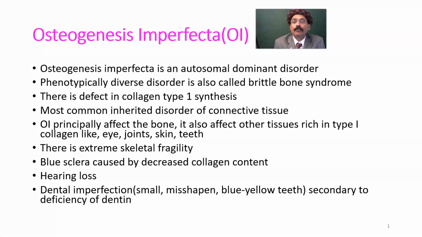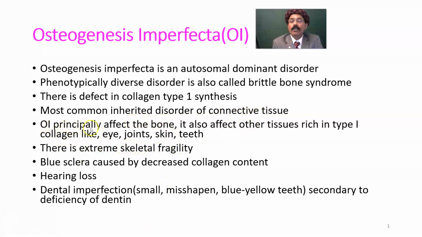Today I will discuss osteogenesis imperfecta. What is osteogenesis imperfecta? Osteogenesis imperfecta is an autosomal dominant, phenotypically diverse disorder. It is also called brittle bone syndrome because bones are prone to fracture. There is a defect in collagen type 1 synthesis, and it is the most common inherited disorder of the connective tissue.